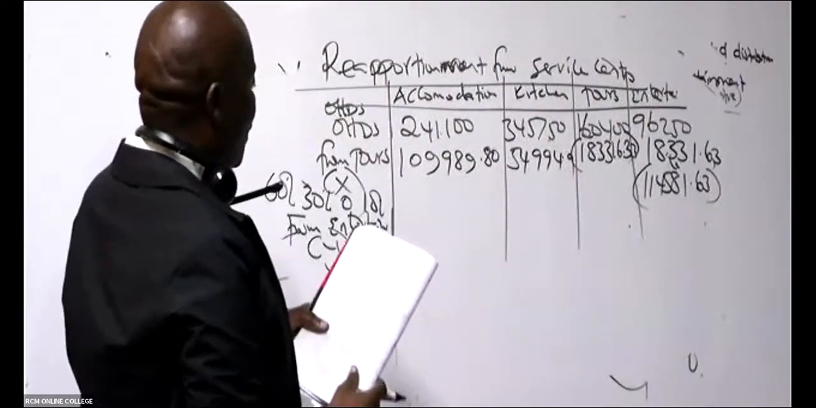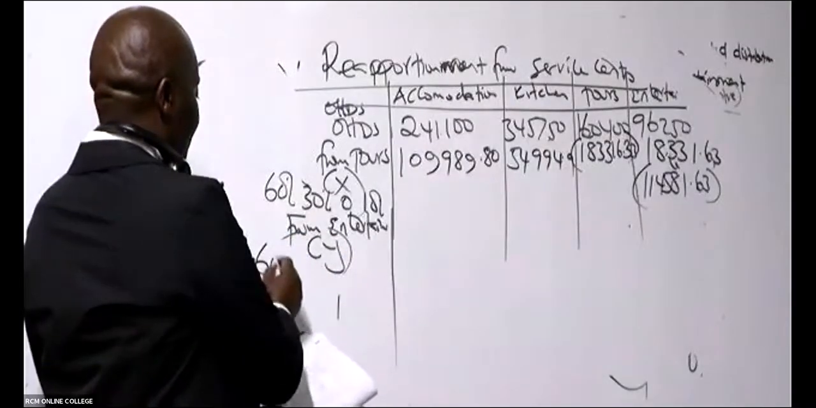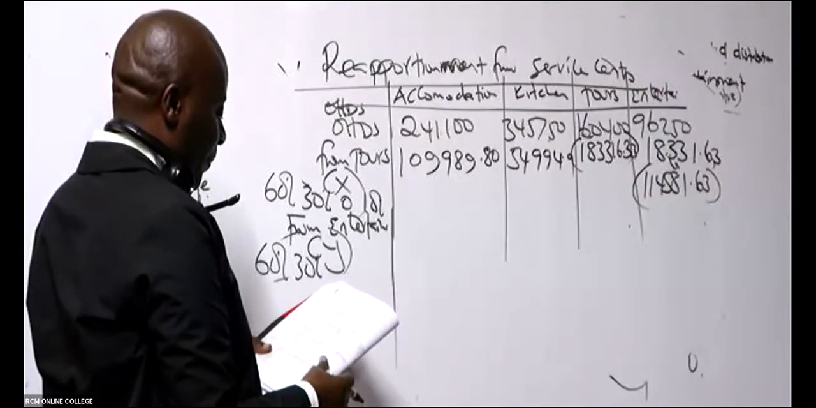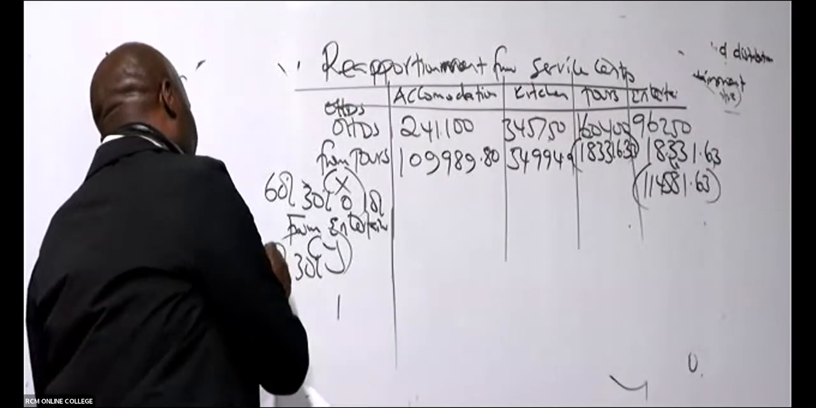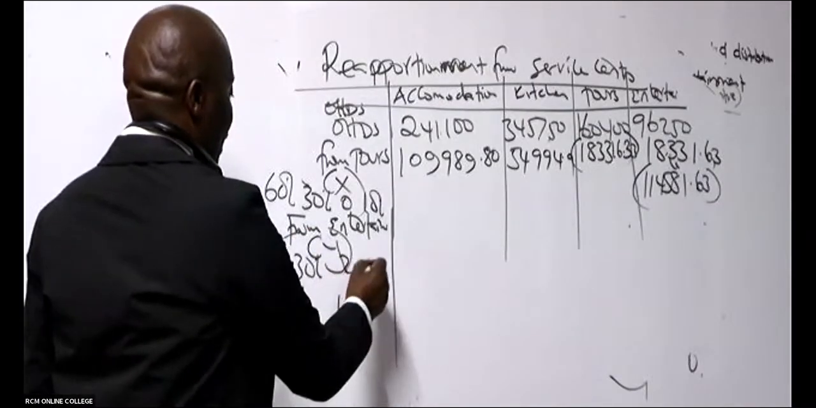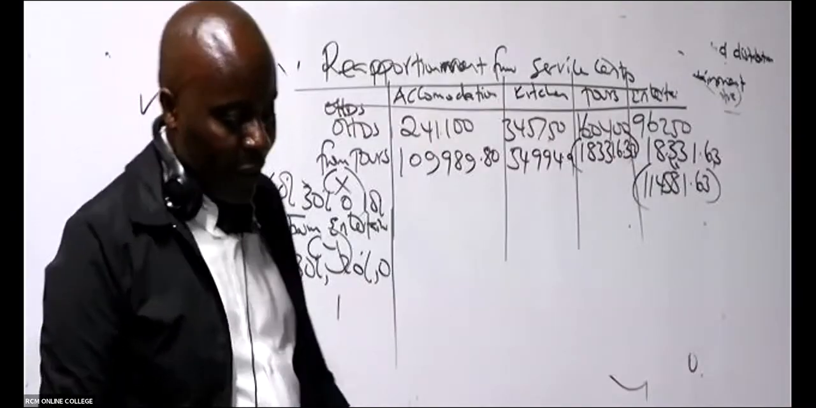And do we know the percentages from entertainment? We have 50, 30, 20. And then Z, 0. So please do the thing and give me the answers.